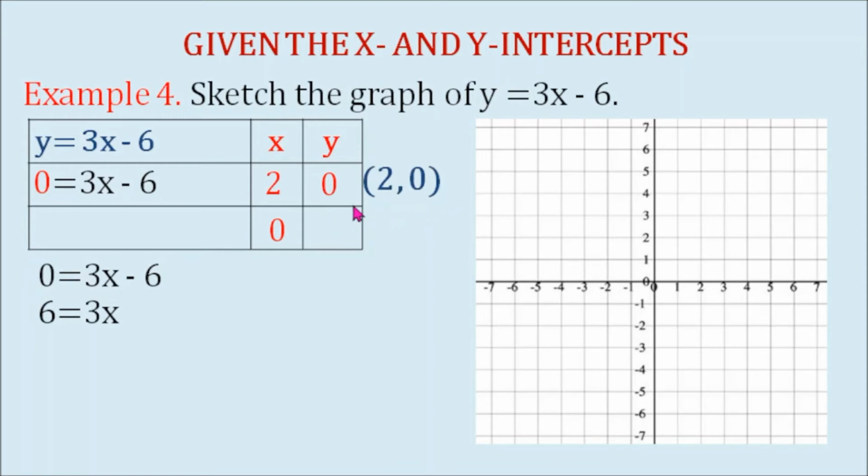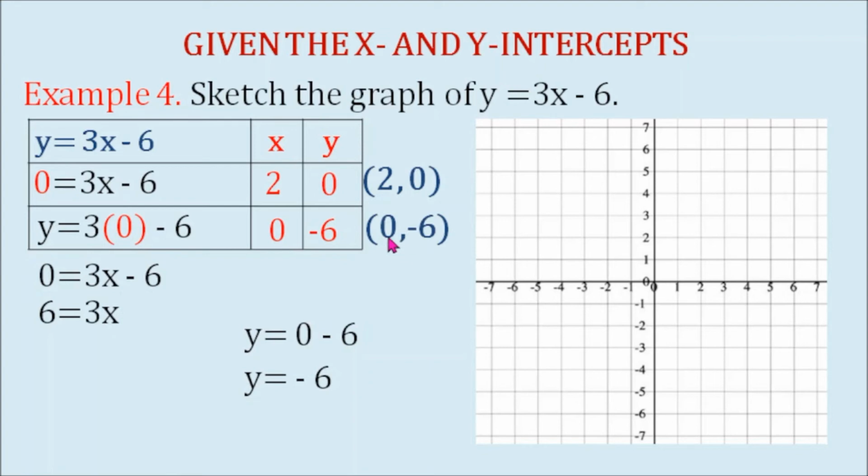And to find the y-intercept, we are going to substitute x here with 0, and this becomes y equals 3 times 0 minus 6. And 3 times 0 is 0, so that means y equals 0 minus 6. And simplifying furthermore, y equals negative 6. So the y-intercept is negative 6, and the coordinates are 0 and negative 6.